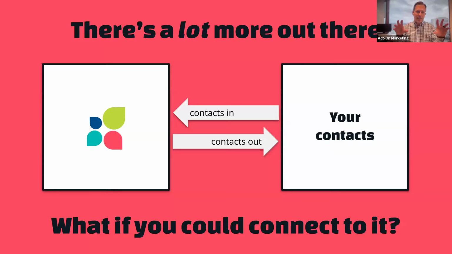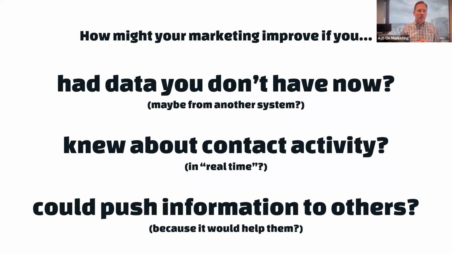If we think about those two boxes, Acton and your contact source, that could be a CRM like Salesforce or Microsoft Dynamics, that could be a list. We have people who connect from all sorts of different systems. Whatever that is, there's so much more that surrounds it. What if you could connect to that? What if that was accessible to you in Acton? What would that change? Specifically, how might your marketing improve if you were able to access data that you don't have right now, maybe coming from a different system?